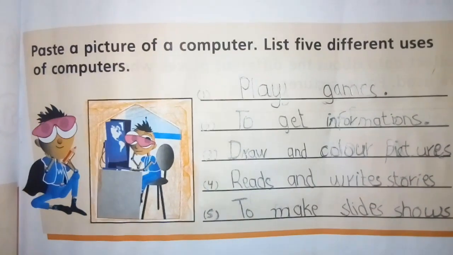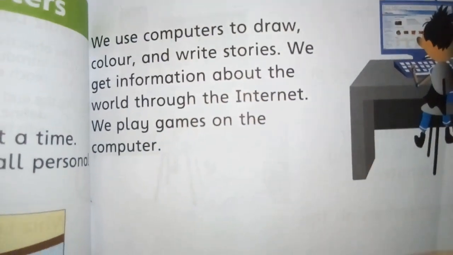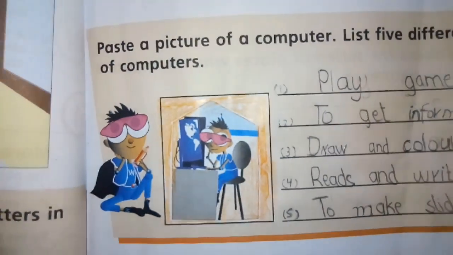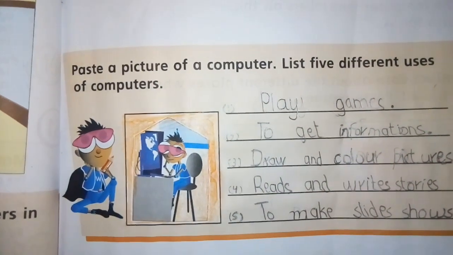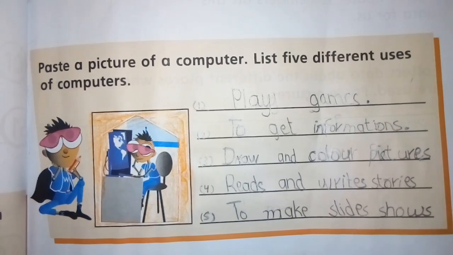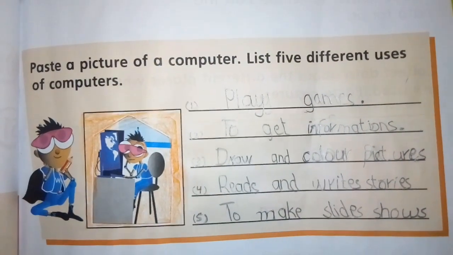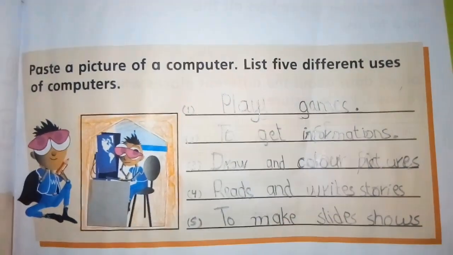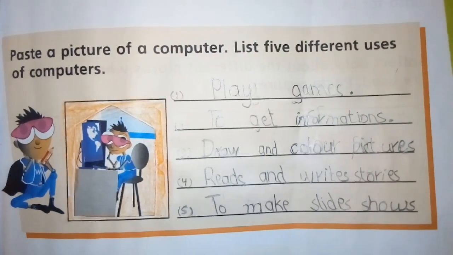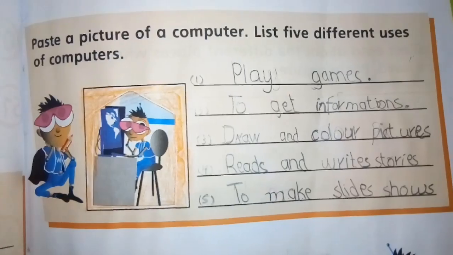Here paste the pictures of computers and list 5 different uses of computers. Let you see my presentation for the uses of computers. Here we paste a picture of Whiz at the computer. Whiz is sitting at a computer, and you can see the different uses of computers by different users. Some of those users use the computer to play games, to get information, to draw and color pictures, to read and write stories, and to make slideshows.